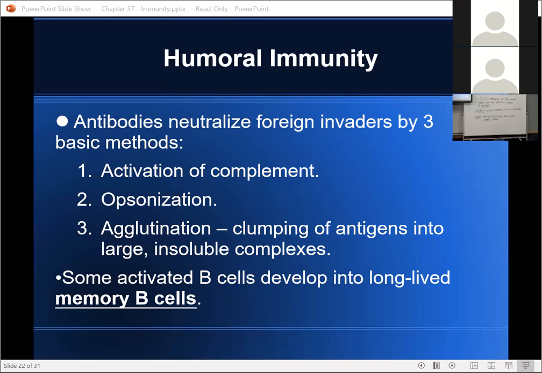Third way that antibodies can neutralize or eliminate foreign invaders is by agglutination. So remember that these antibodies have two binding sites. That's something that we call divalent. Divalent means being able to bind to two things.